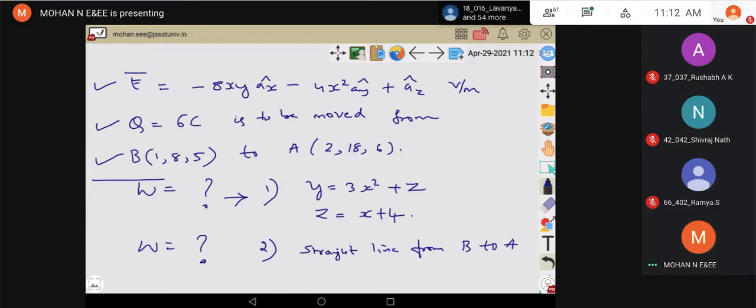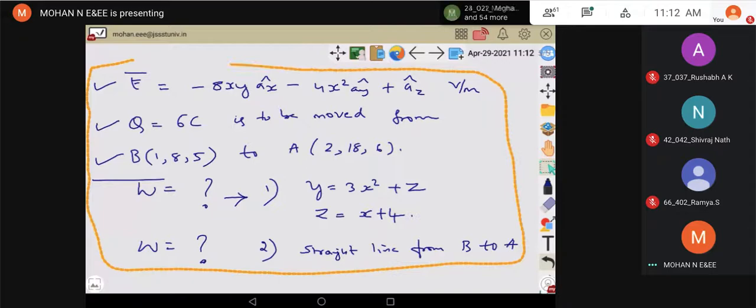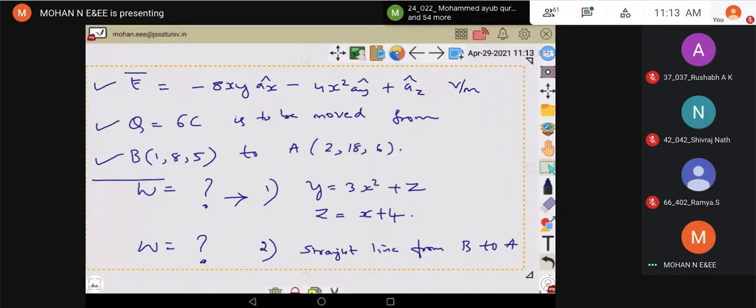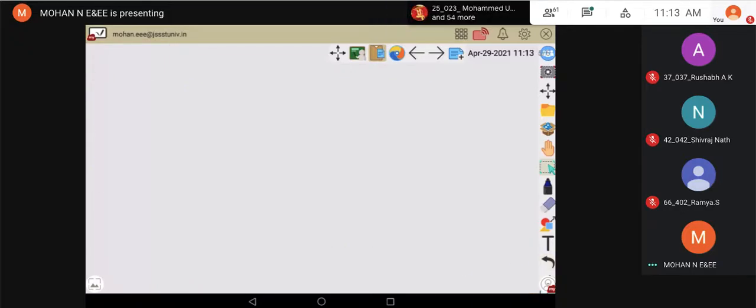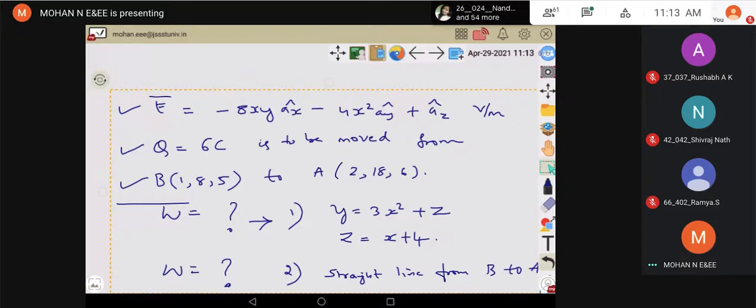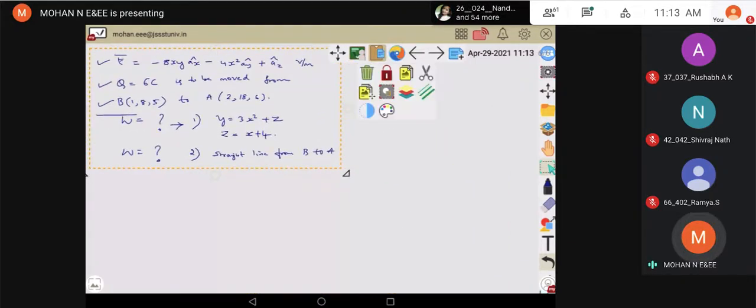The first path is y is equal to 3x square plus z, and z is equal to x plus 4, and we have to find again the work done when the path is a straight line from B to A. So let us solve this problem. Okay. This is the problem.